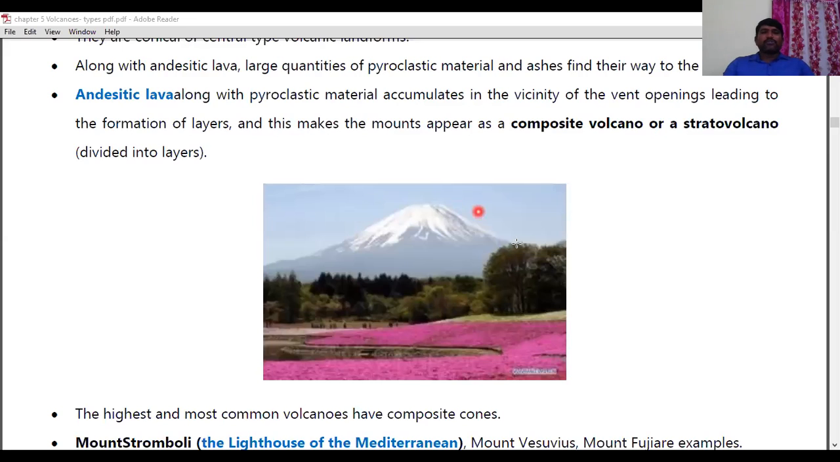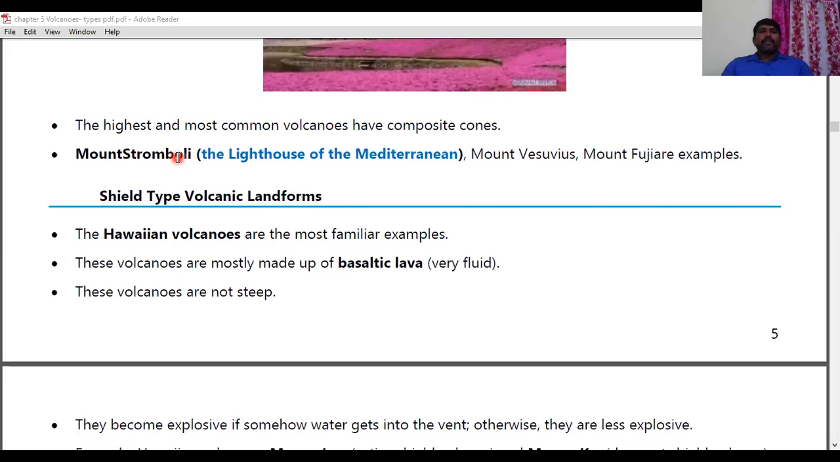The picture on the screen discloses you about the composite type of volcano. The highest and most common volcanoes have composite cones. For example, Mount Stromboli, which is also known as the lighthouse of the Mediterranean Sea in Lipari Highlands, Mount Vesuvius and Mount Fuji are the best examples of the composite type of volcanoes.